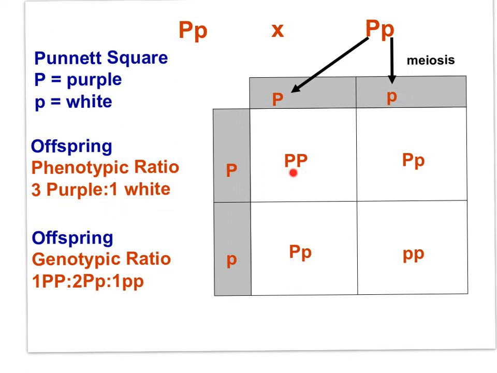Random fertilization restores the diploid condition, bringing alleles together again, resulting in a phenotypic ratio of 3 purple to 1 white. The genotypic ratio is 1 homozygous dominant, 2 heterozygotes, and 1 homozygous recessive. Now these are expected ratios, and when counting big numbers, the actual ratios will be close to, but not exactly, the expected ratios. By way of example, if fertilization is truly random and lots of offspring are counted, the probability is increased that the phenotypic ratio will be close to 3 to 1, albeit never exactly 3 to 1.